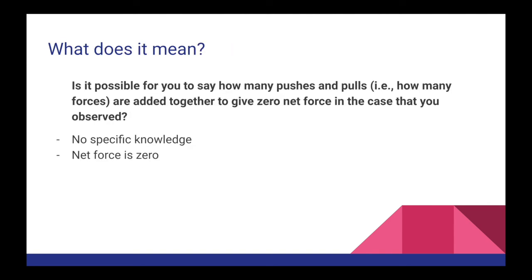Additionally, is it possible for us to say how many pushes and pulls are added together to give zero net force in our case? It is impossible in our situation to know the exact forces that were working on the object. Things such as friction and air resistance play a role, but we have no idea how much. What we can say is that the net force is zero if the velocity is constant, which, in the model, it was.